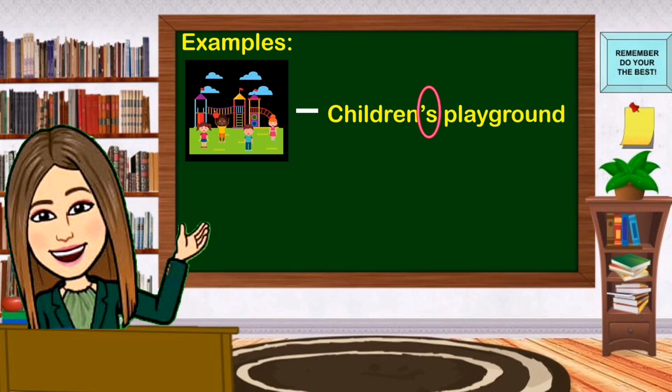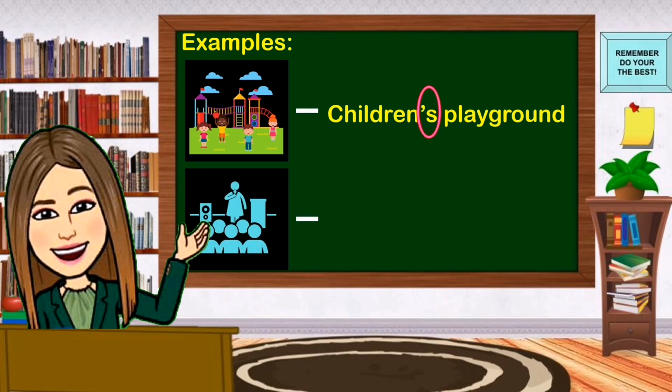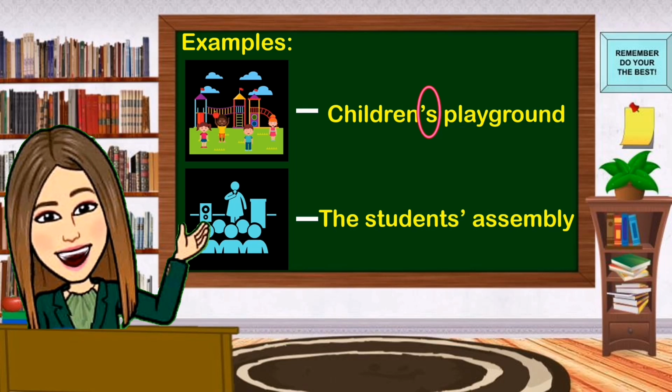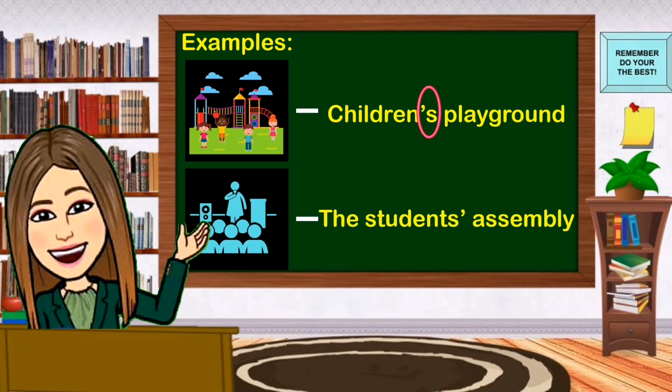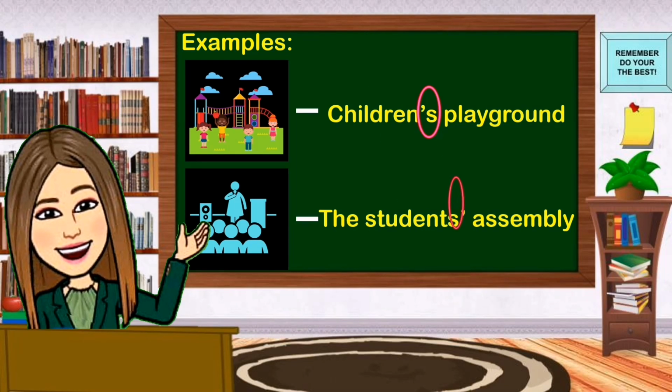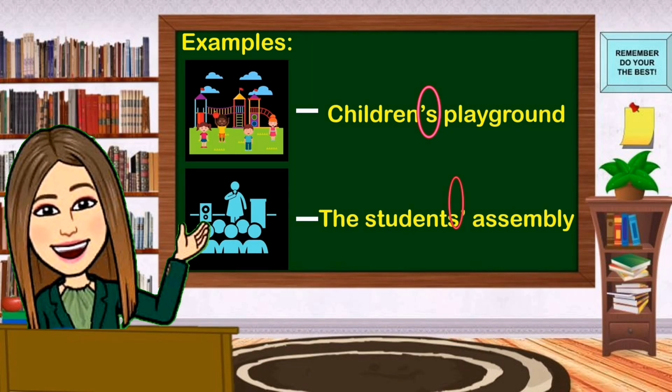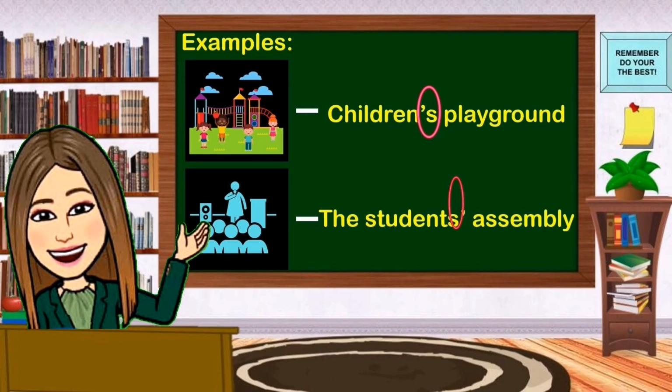Next example, the students' assembly. Para kanino ang assembly? Para sa mga estudyante. Rule number 3, to show possession of plural nouns ending in S, add apostrophe only. Kung plural ang nagmamay-ari tulad ng students, lagyan na lang ng apostrophe ang nagmamay-ari dahil may S na ang noun.